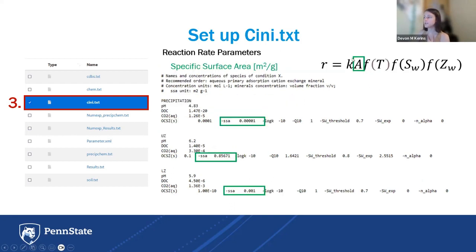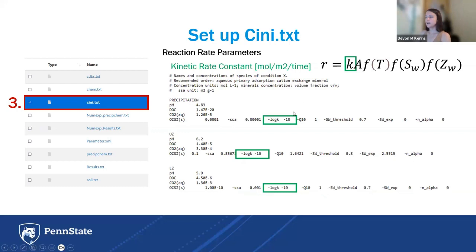So the first of our reaction rate parameters is our specific surface area, so that it represents this A value in our reaction rate equation. And so you'll set this for each of the zones. So this is the initial conditions for the precipitation coming into the system. This is the initial condition of the solid phase of the upper zone. It's labeled UZ in BioRT. It's the shallow soil zone. And then we also have the initial condition or the specific surface area of this organic carbon phase in the lower zone or the deeper groundwater zone.